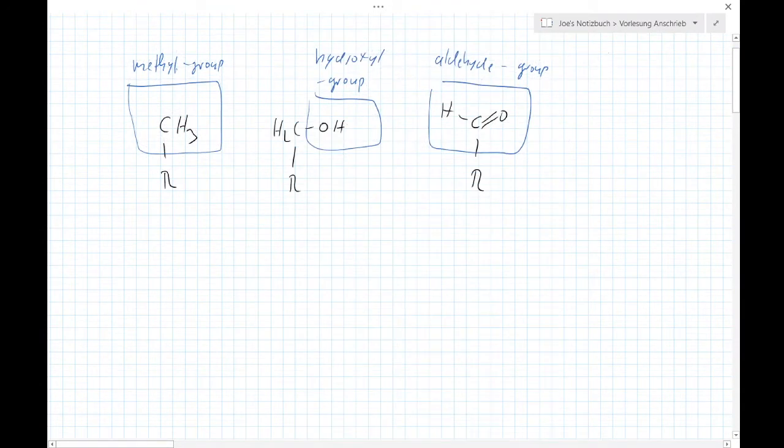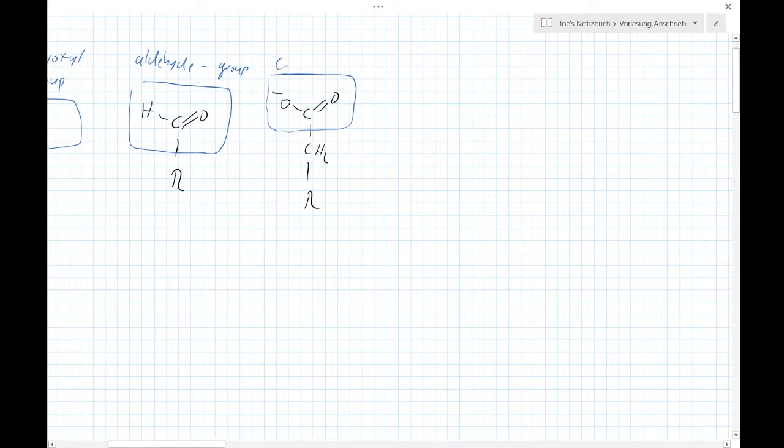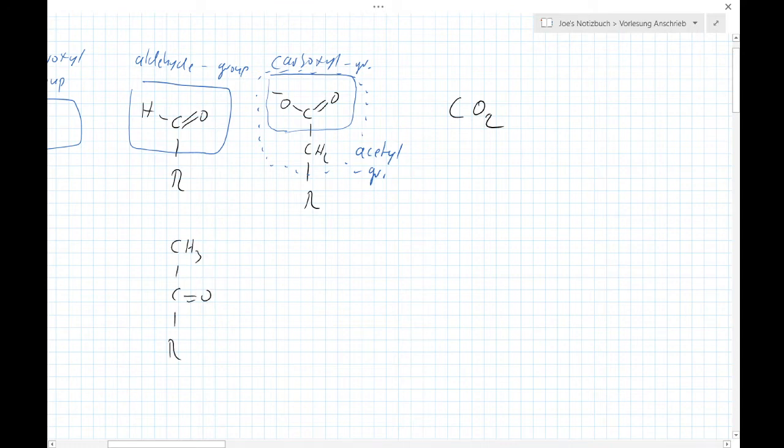And finally, this group, I put a CH2 here, I will show you immediately. This is then a carboxyl group. This is, of course, the acids. This is a carboxyl group. And the whole group here, you term an acetyl group. Okay, and finally, of course, we have carbon dioxide. And one group we put just under the aldehyde group, and this is of course then a keto group.